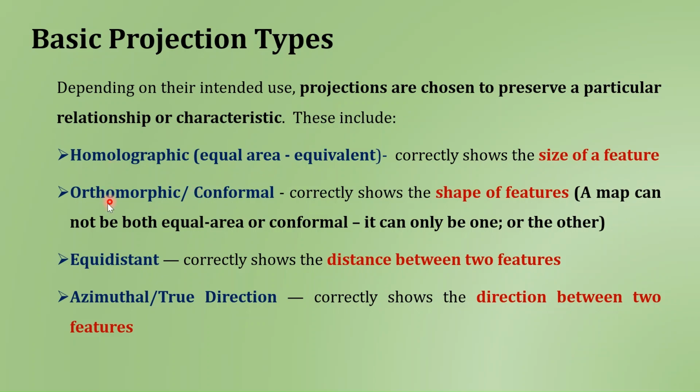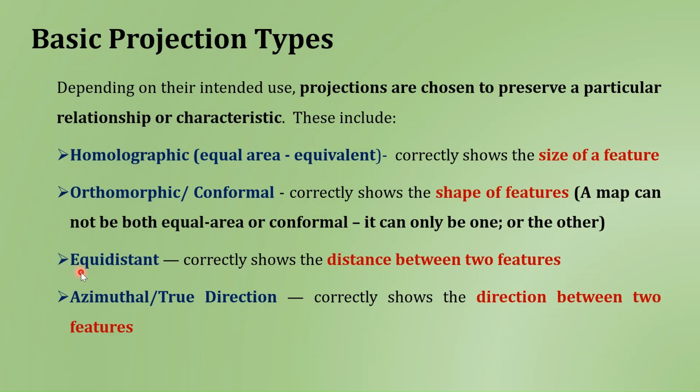And then the second classification is orthomorphic or the conformal projection, which correctly shows the shape of features. And any map, if it is orthomorphic or conformal, it will not be the equal area or equivalent projection. So it cannot be both, but it will be only one or the other.